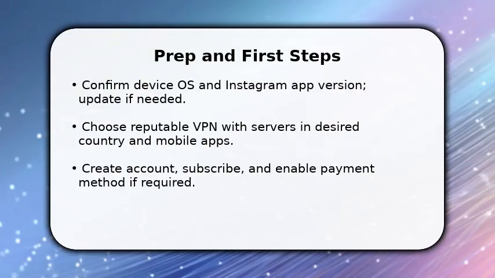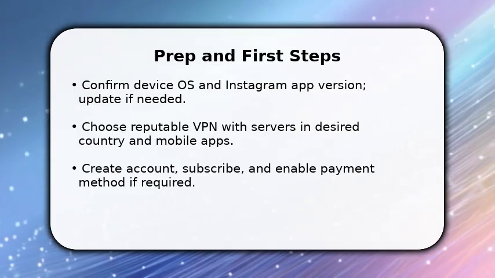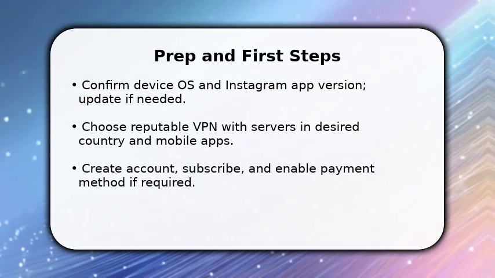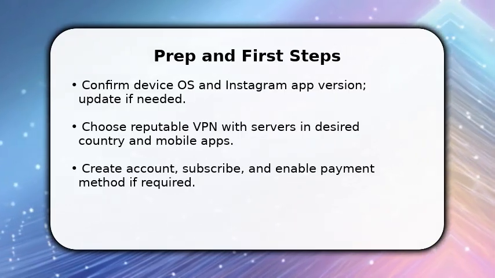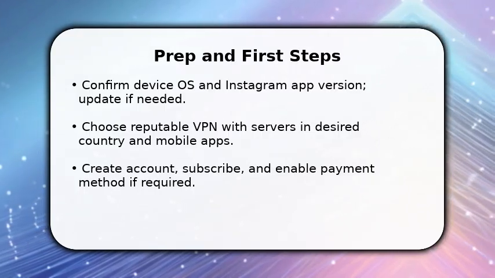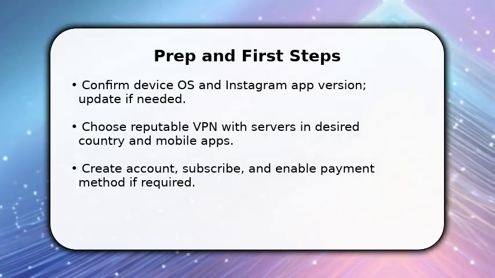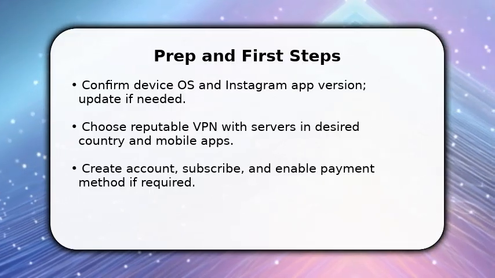You start by confirming your device OS and updating Instagram so apps behave predictably. Next, pick a reputable VPN. Look for AES-256 encryption, a no-log policy, and servers in the country you need. Once chosen, create an account and subscribe if a paid plan is necessary. This ensures stable speed.